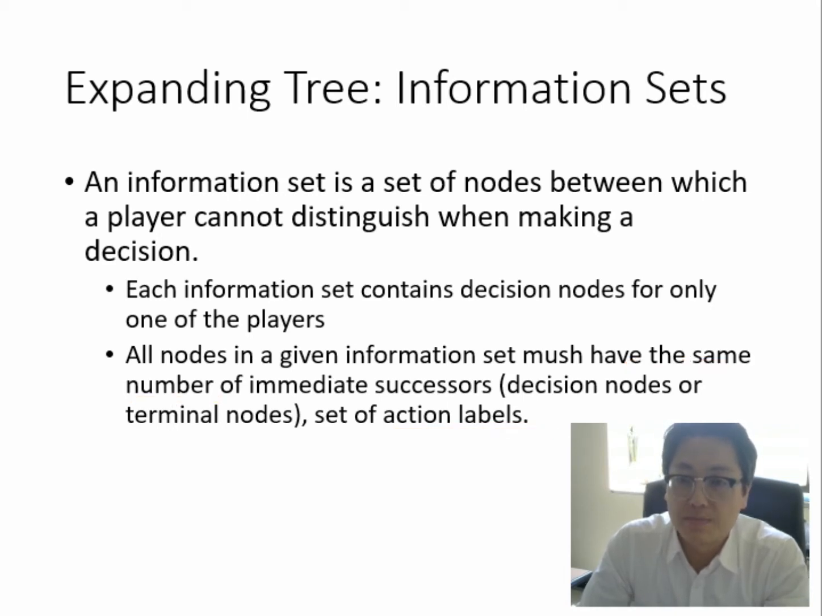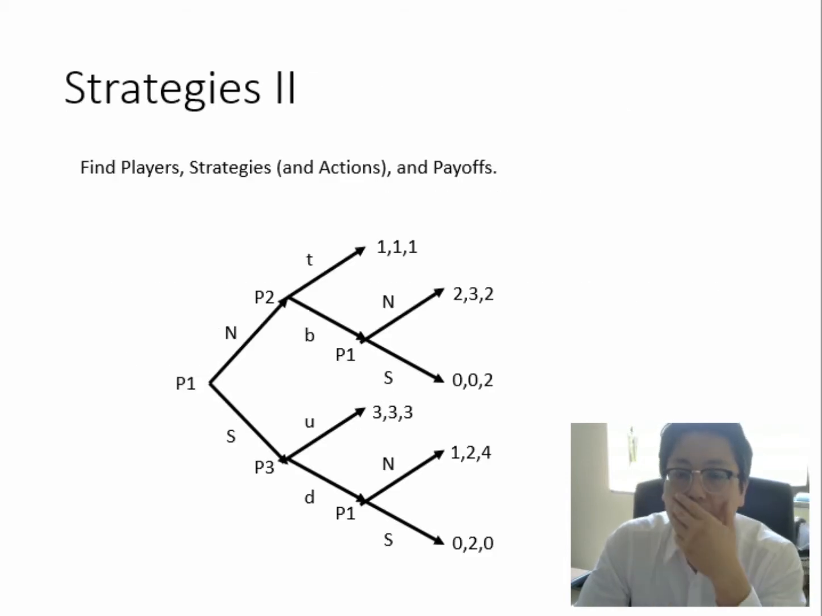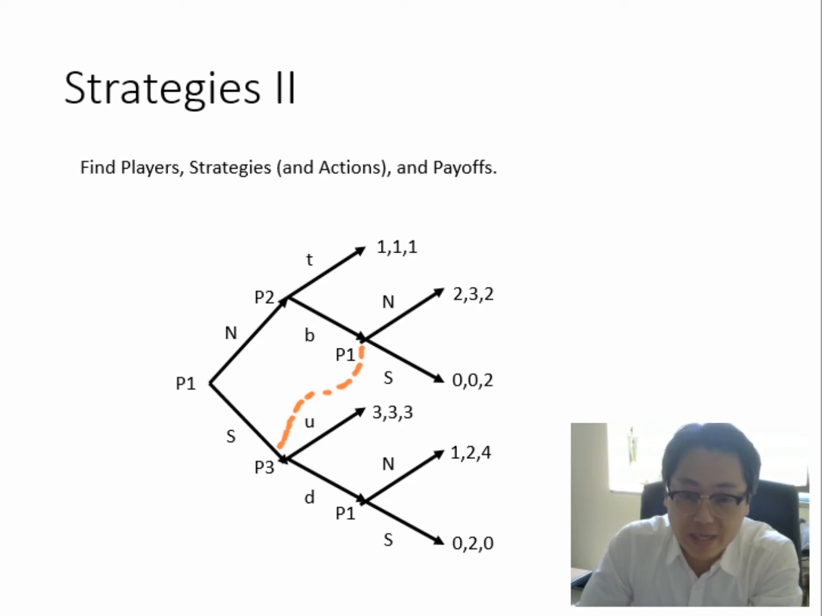Going back to the previous slide, the natural question that I have is, can I connect those two nodes? Player 1 and player 1 doesn't know where I am. It doesn't make sense as well, because here, I can choose between N and S. If I'm standing here, this is not my turn, so there's nothing I can do.